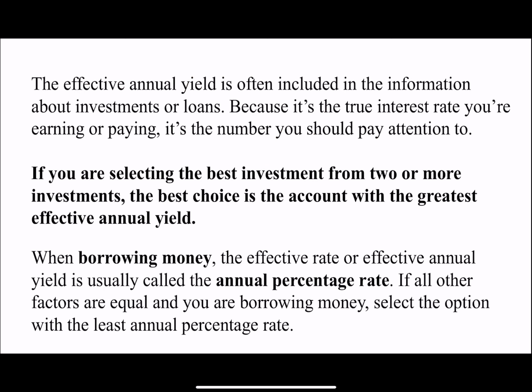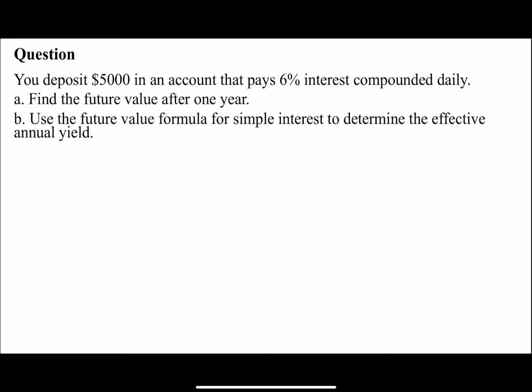So that's the same thing, that's the effective annual yield. Let's say you deposit $5,000 in an account that pays 6% interest compounded daily. Find the future value after 1 year and use the future value equation for simple interest to determine the effective annual yield. This question wants you to use the future value formula for simple interest.